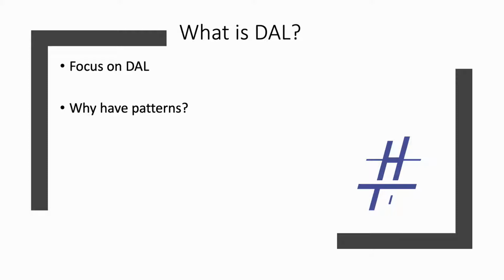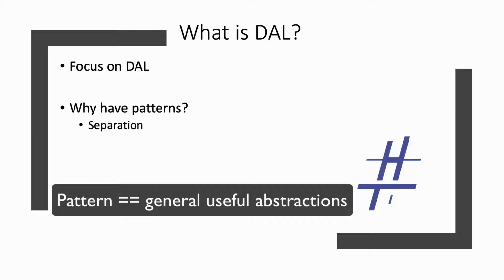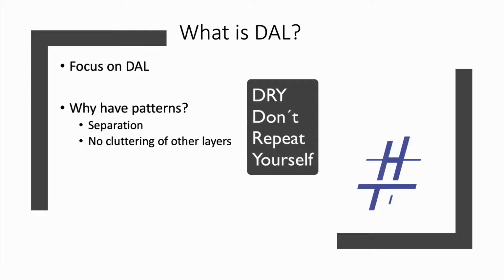Why do we want to have patterns in the first place for the data access layer? Because we want to separate our implementation details, the database access technology, for example, and the actual querying. And we don't want to have the other layers cluttered, because if you would simply use ADO.NET wherever you want to use any database access, you would have to change it in all the places where you use it. So this is a pretty bad idea and is against the most fundamental concepts of software engineering, for example DRY, which stands for don't repeat yourself.